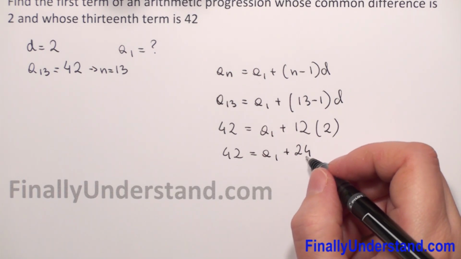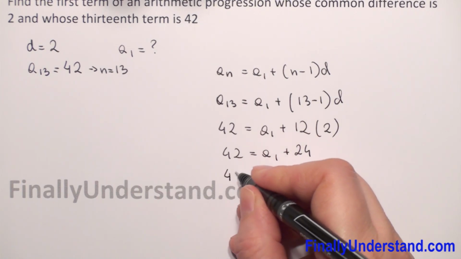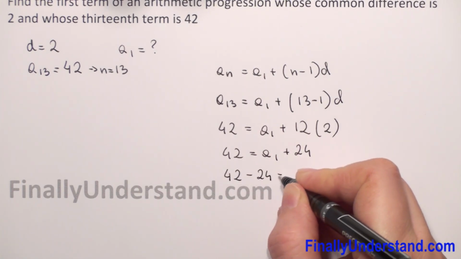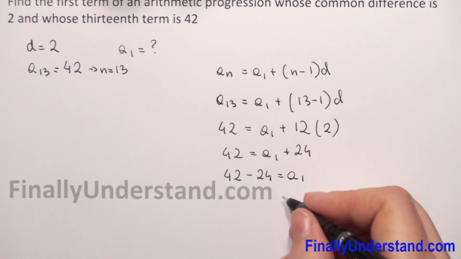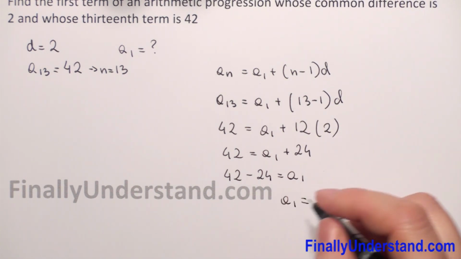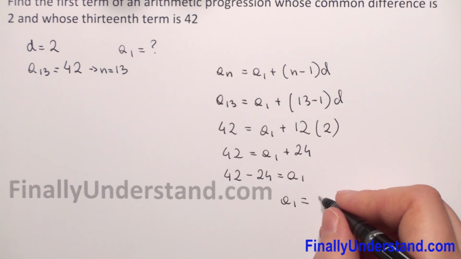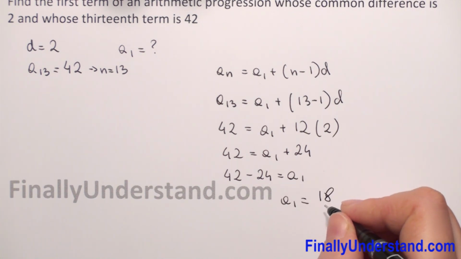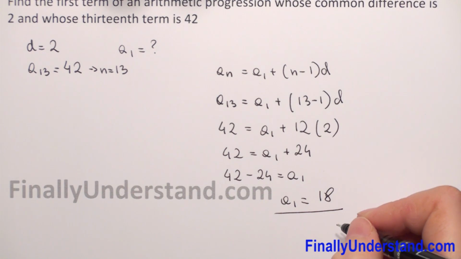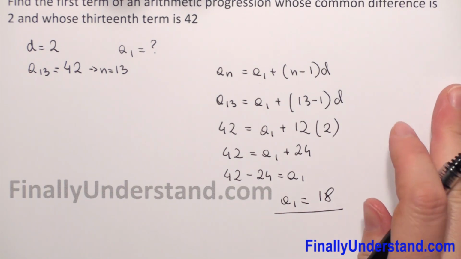I will move 24 to the left side, so it will be 42 minus 24, and this is equal to a1. So a1, I will change the sides, 42 minus 24, is equal to 18. We found the first term of the arithmetic progression. This is my solution.